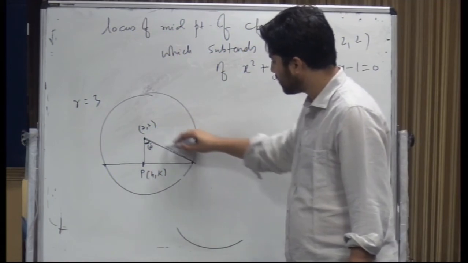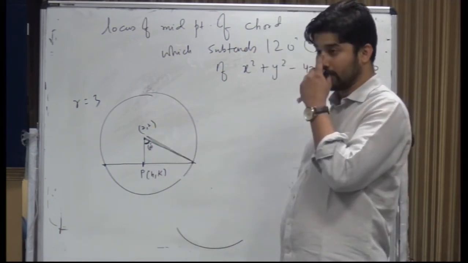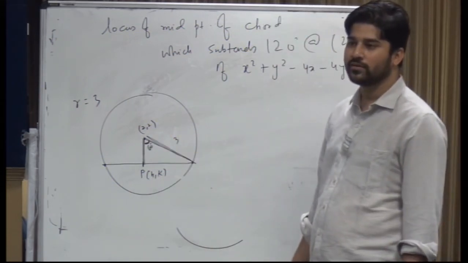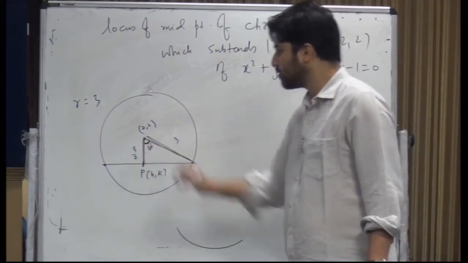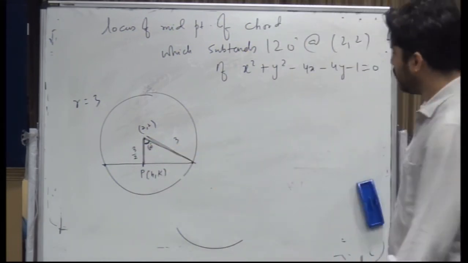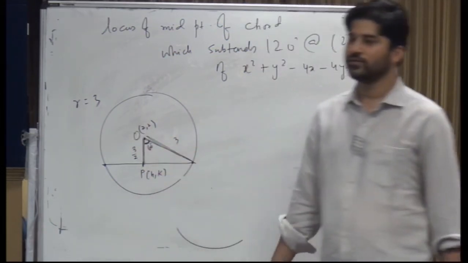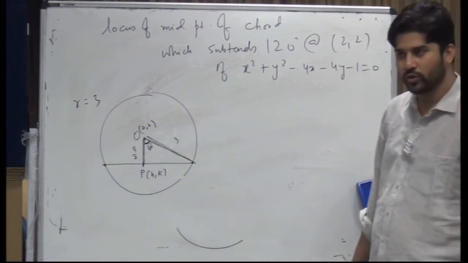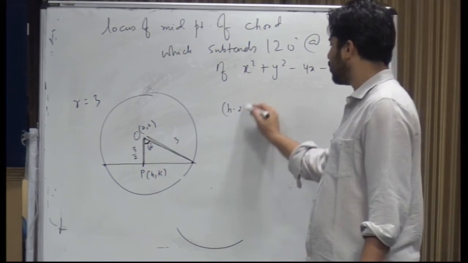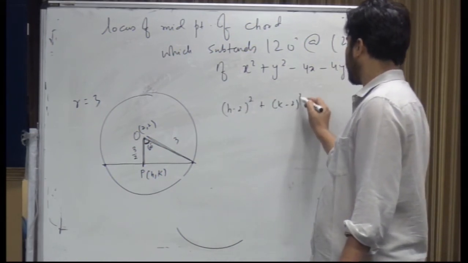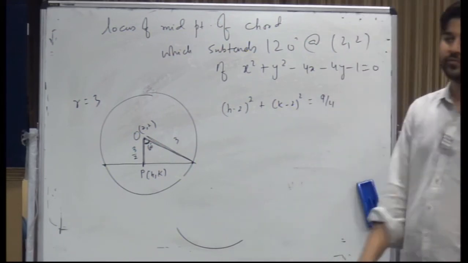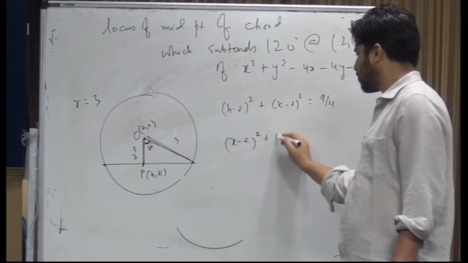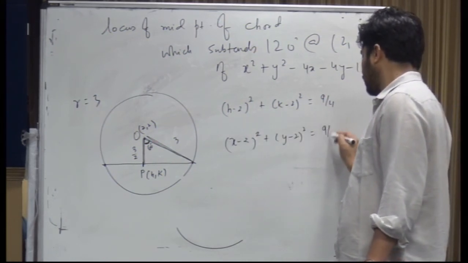Now this is the radius, 3. So this length will be 3 cos 60, that is 3 by 2, right? So the distance between O and P, where P is your variable point and O is the center (2,2), is 3 by 2. So I can say (h minus 2) whole square plus (k minus 2) whole square is 9 by 4, h to be replaced by x and k by y, and this is your answer.